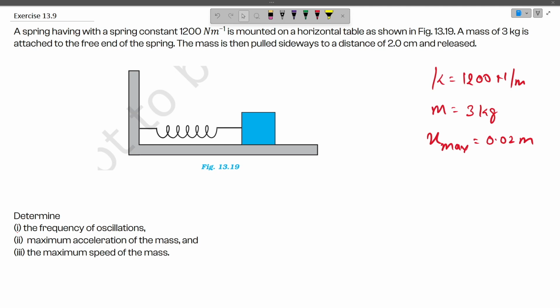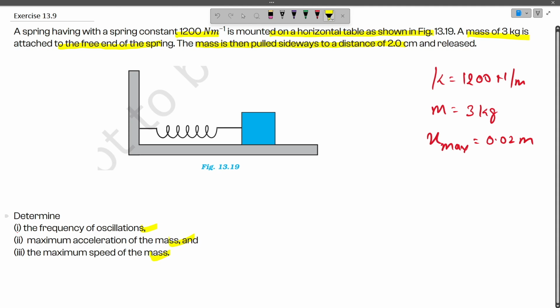The question says that a spring having a spring constant of 1200 Newton per meter is mounted on the horizontal table as shown in figure 13.19. A mass of 3 kg is attached to the free end of the spring. The mass is then pulled sideways to a distance of 2 cm and then released. Now we have to determine the frequency of the oscillation, the maximum acceleration of the mass, and the maximum speed of the mass.